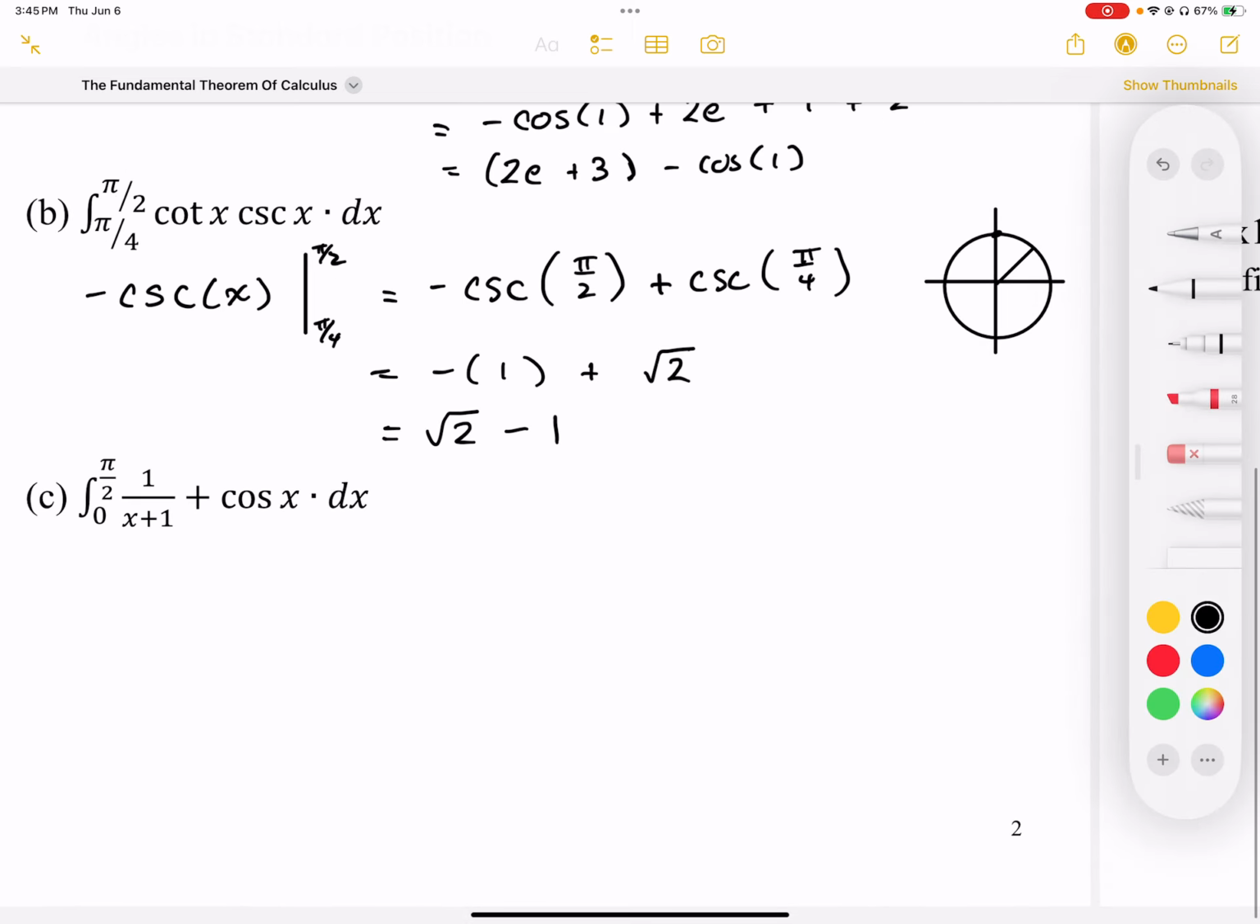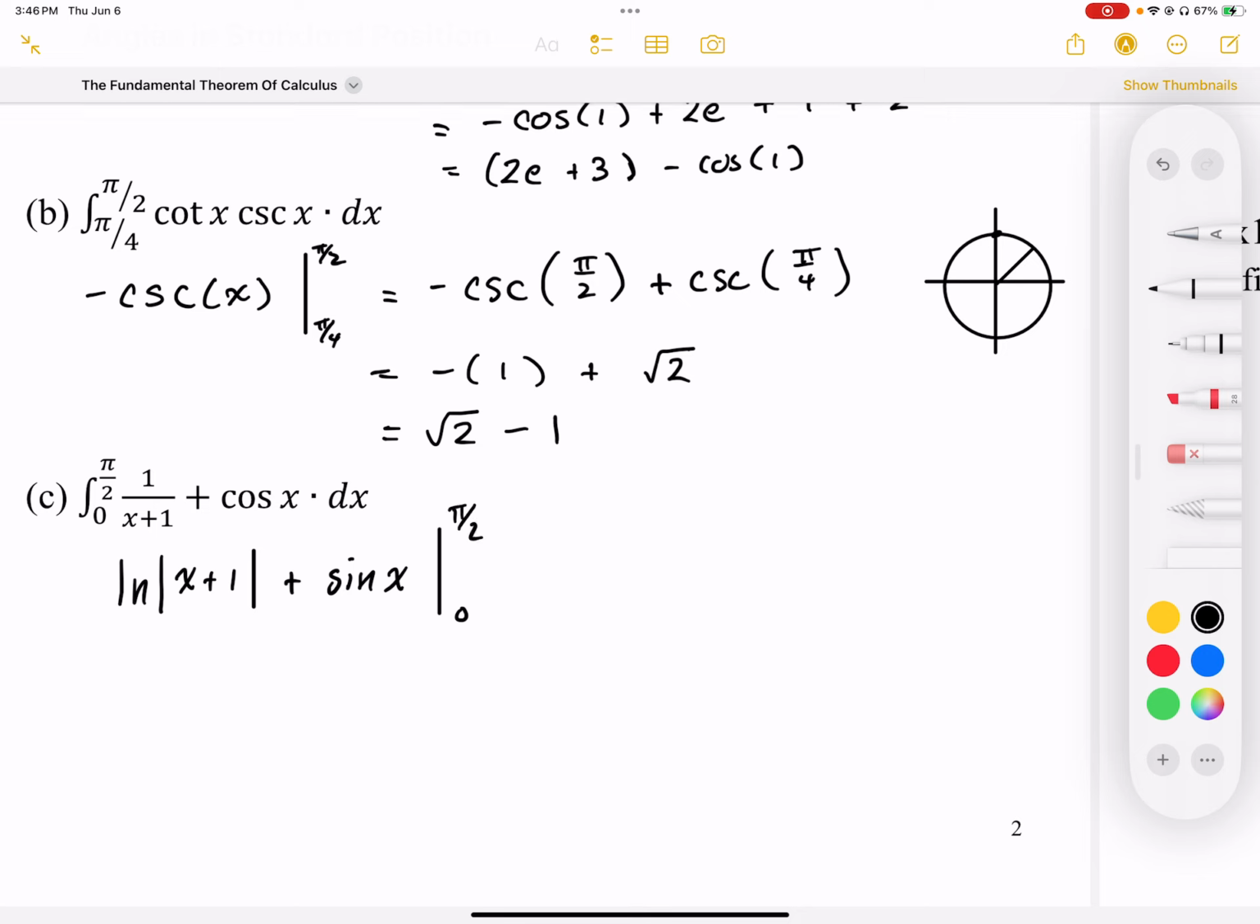For this one here, we're going to take the antiderivative of 1 over x plus 1. If I try using power rule, I'm going to end up dividing by 0. This is not a power rule. This is our exception. This is a log function. So we're going to do log of the denominator, x plus 1, plus the antiderivative of cosine is sine. And I'm going to plug in my bounds from 0 to pi over 2.